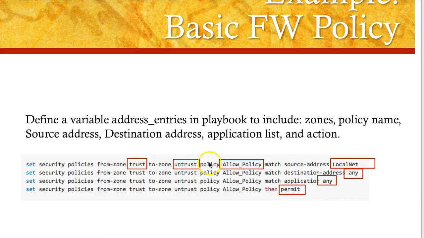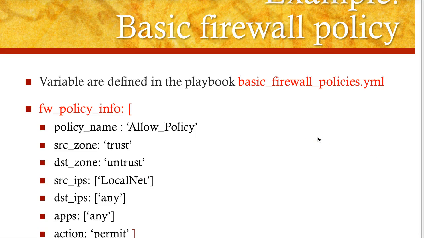The ones in the red square are what we call the variables, and we are going to build a variable list. This is the from zone, this is the to zone, and this is the name of the policy. And these are the IP addresses, application name, and then the action. These will be placed into the basic firewall policy YAML file, which is actually our playbook. You can see it looks like a list, a dictionary of name pairs. So we have the policy name, source zone, destination zone, IP addresses, etc.